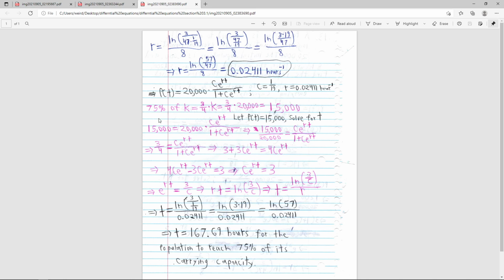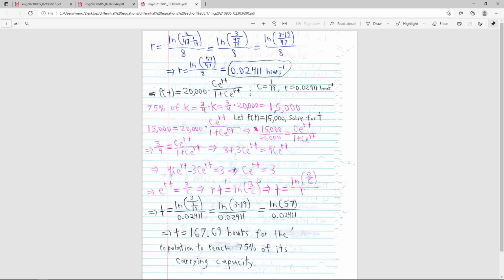And we just have to find now 75% of K, 15,000. We have to find the time it takes for that. So 15,000 equals 20,000 times Ce^(rt) divided by 1 plus Ce^(rt). Knowing what C and r equal, we can solve this now. So we eventually get 3/4, kind of expected when you do 15,000 divided by the carrying capacity. And now we start the process. We cross multiply again: 3 plus 3Ce^(rt) equals 4Ce^(rt). Subtraction to get Ce^(rt), just Ce^(rt) this time because it's 4 minus 3, so 1.